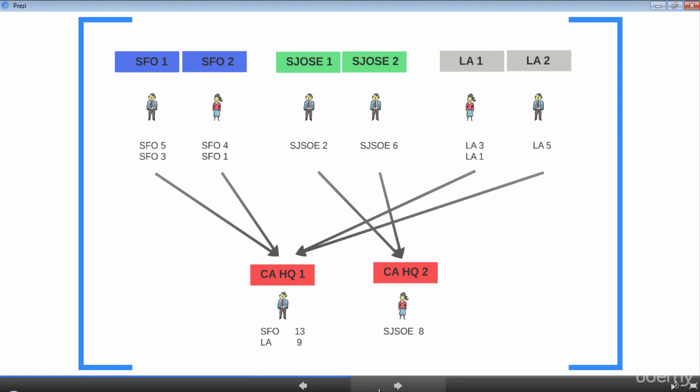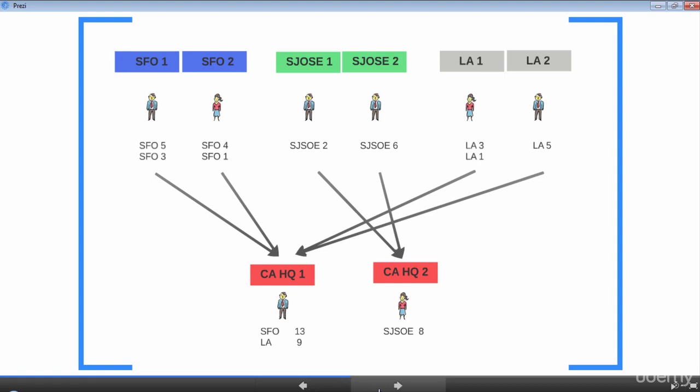You want the census takers for SFO, that is SFO 1 and SFO 2, to send their results to either California headquarters 1 or headquarters 2. You don't want SFO 1 sending results to California headquarters 1 and SFO 2 sending their results to California headquarters 2, because this would result in population count for SFO divided between headquarters 1 and 2. That is not ideal, right? Because we want consolidated population count by city, not partial counts.